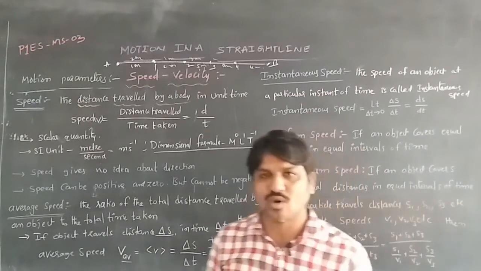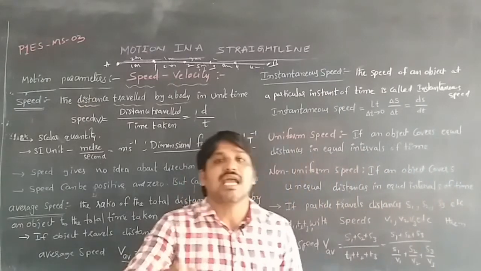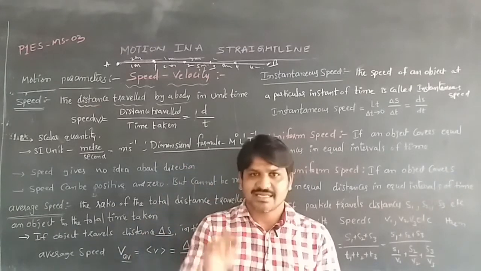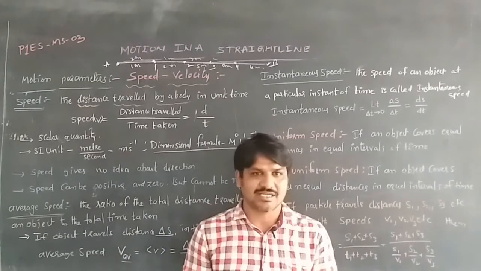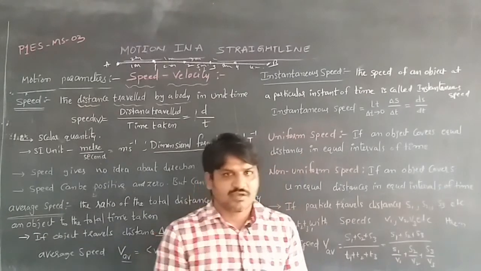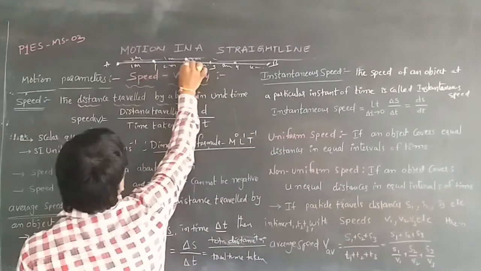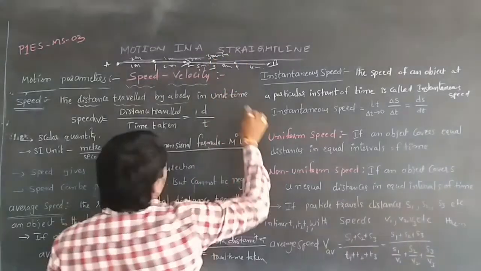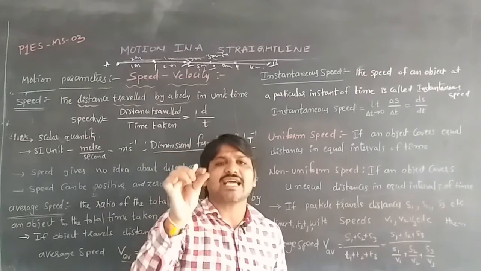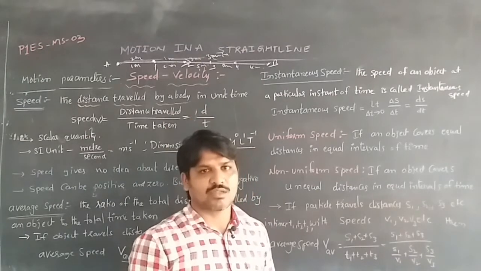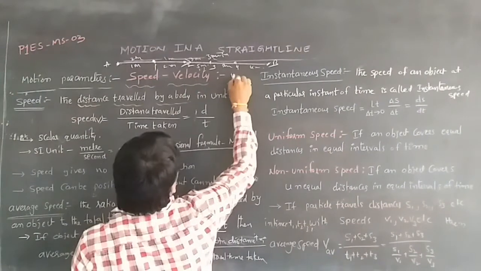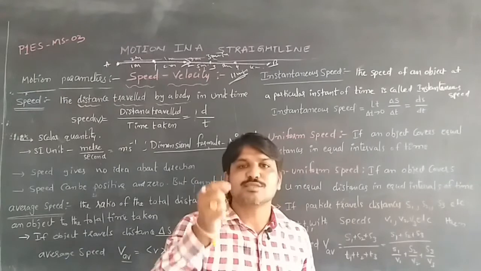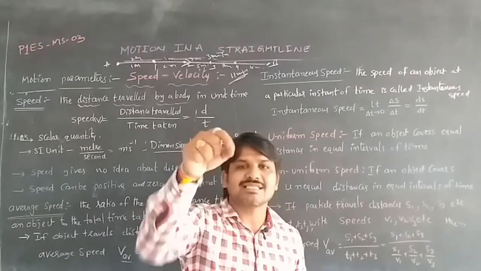Instantaneous speed means, we know what an instant is: at a certain particular time. At a particular time is called instantaneous. If the body is in motion, moving from A to B, and the total time taken to travel from A to B is 30 minutes, then at a particular instant of time, say at 11 minutes, what is the speed of the body? That will be the instantaneous speed.